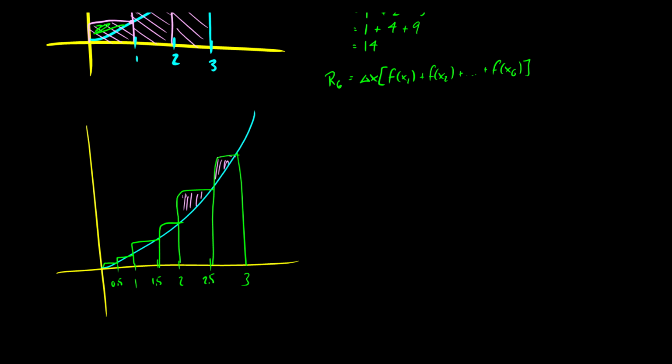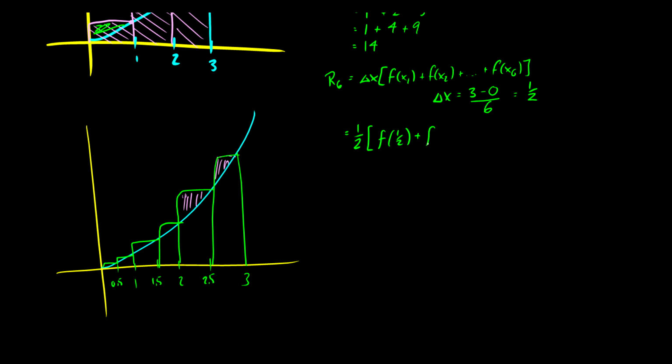So what is our delta x? Well, our delta x is going to be 3 minus 0. That doesn't change, but now we're doing 6 intervals. So this is going to be 1/2. So we're going to take 1/2 times, well, our first height is going to be at f of 0.5, which I'll rewrite as f of 1/2.